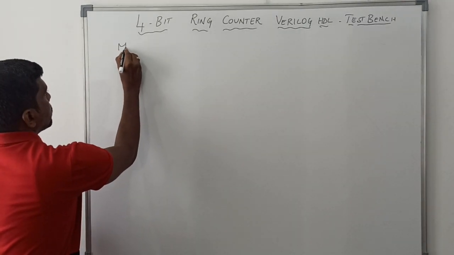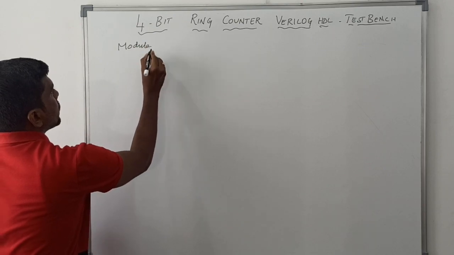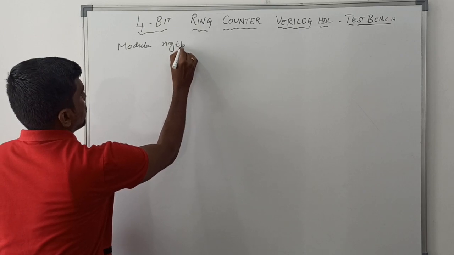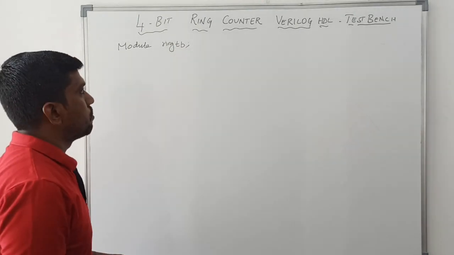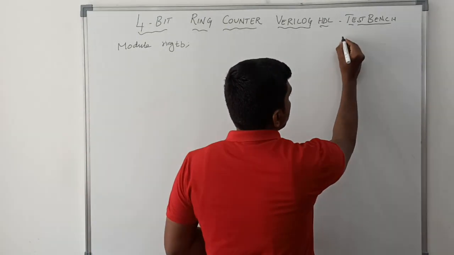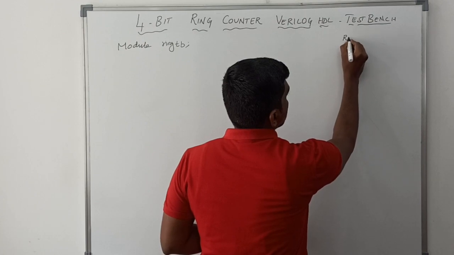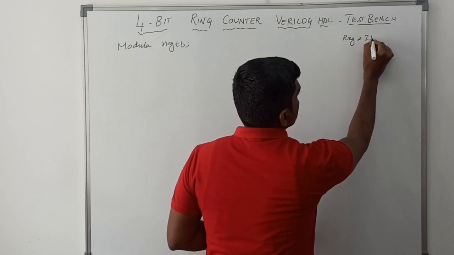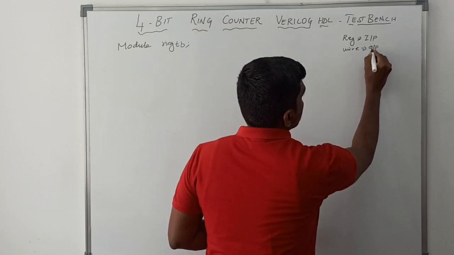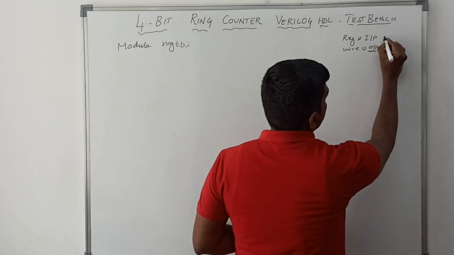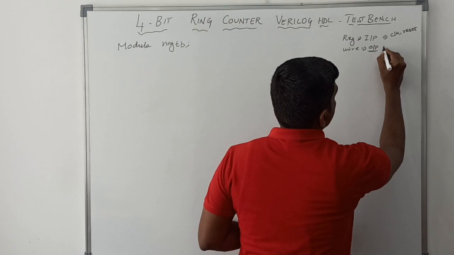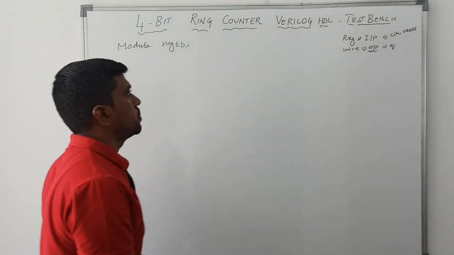So first you write module, then the module name: ring test bench. Then declare the input variables and output variables. I already told you, input variables are declared as reg and output variables are declared as wire. In this ring counter we have two input variables, clock and reset, and one output variable Q.